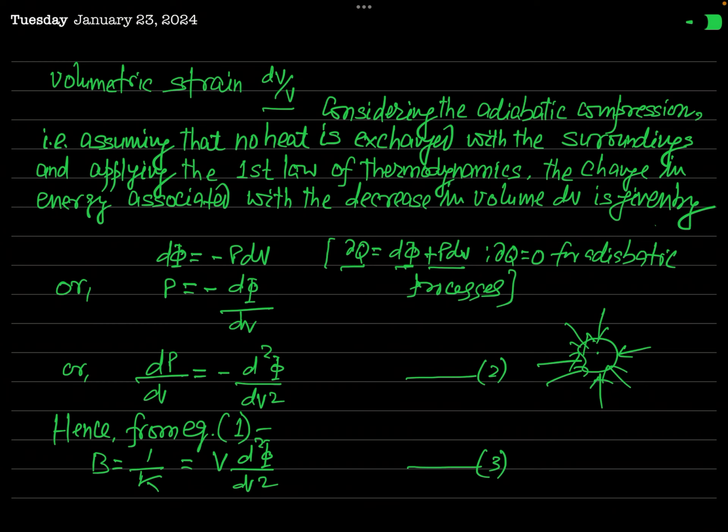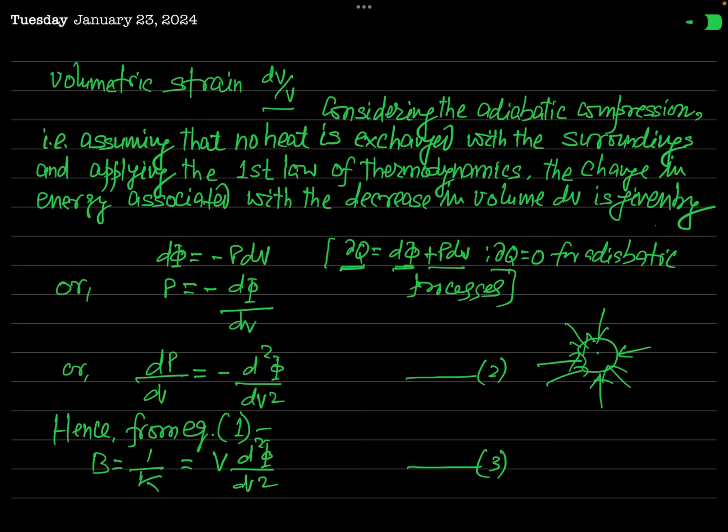P dV is actually the elementary work done and d phi is the change in energy. Okay, and del Q is the heat given to the system or heat released by the system. But as the process is adiabatic, we know this del Q will be equal to 0. So in this present condition, when we consider adiabatic compression, we must take this del Q equal to 0.